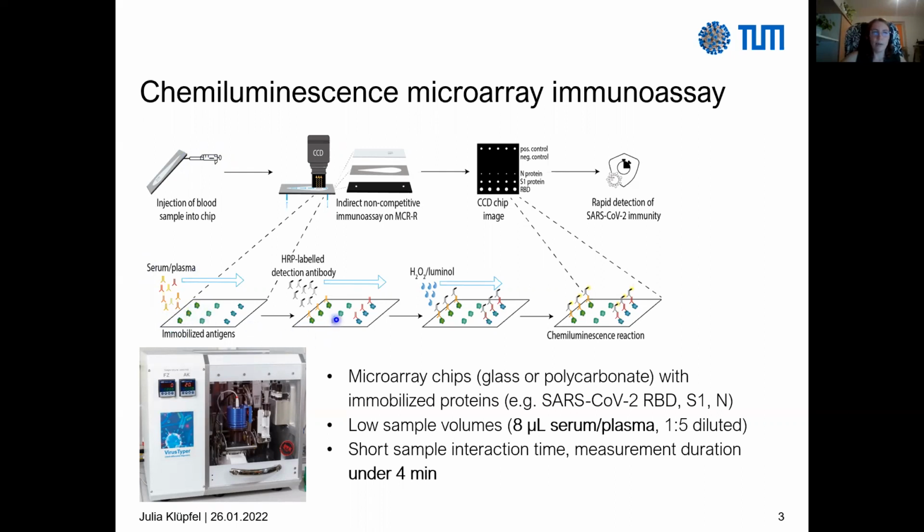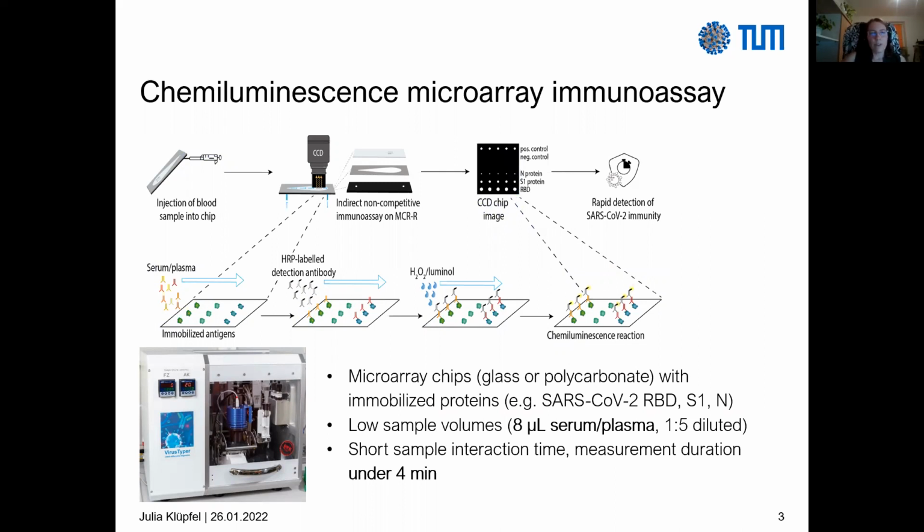And subsequently, we add a detection antibody that will also bind to the bound antibodies here. And then we can do a detection using hydrogen peroxide and luminol. So we get a chemiluminescence reaction here. And this reaction is recorded using a CCD camera. So in the end, we get a nice image. So all these bright spots that you can see here are spots where antibodies have bound.